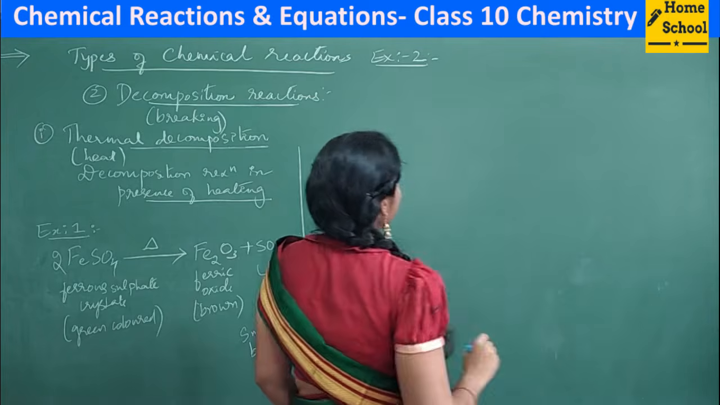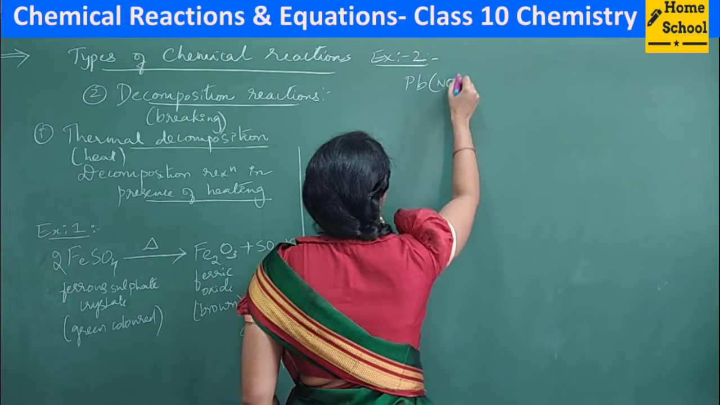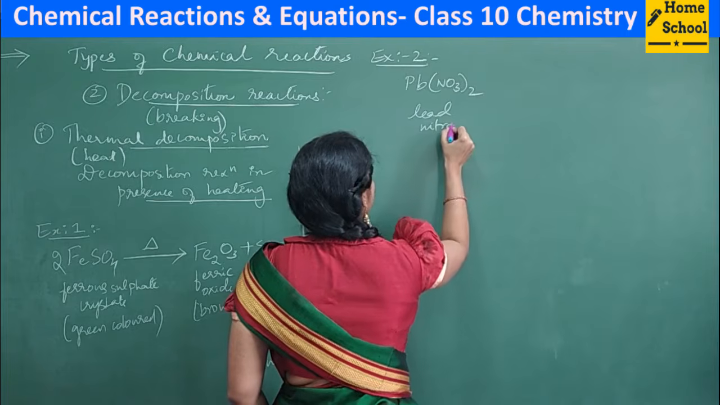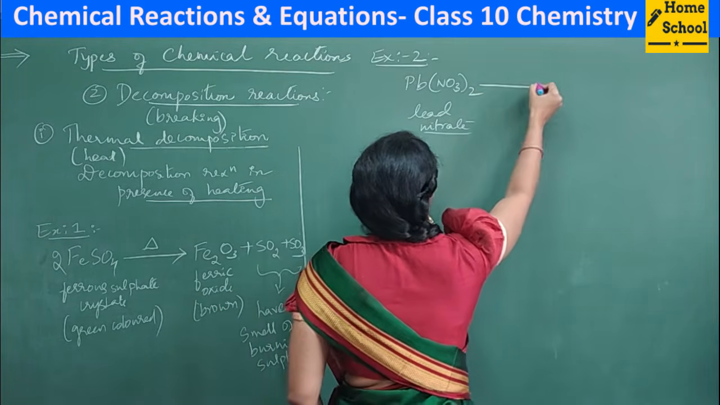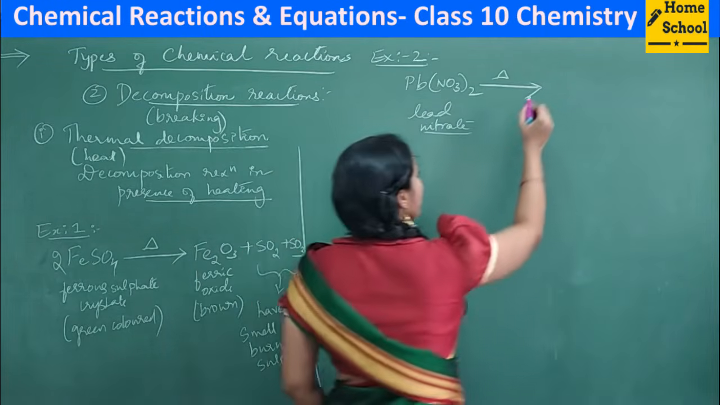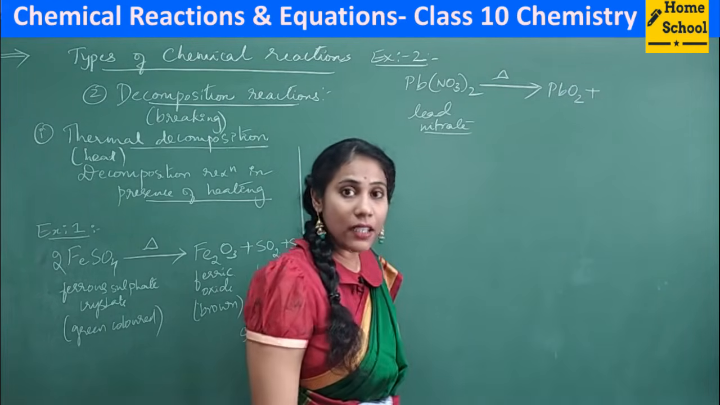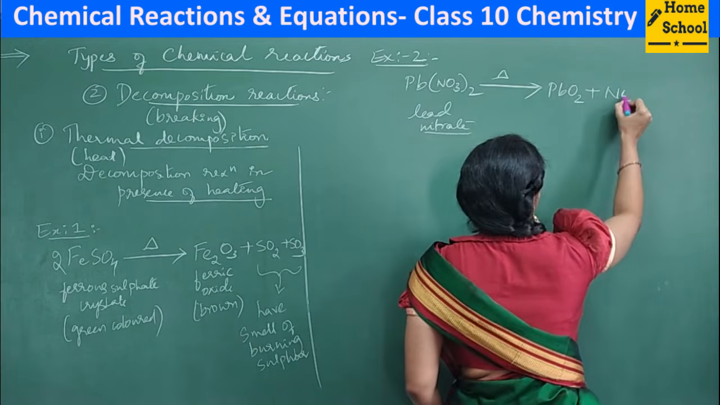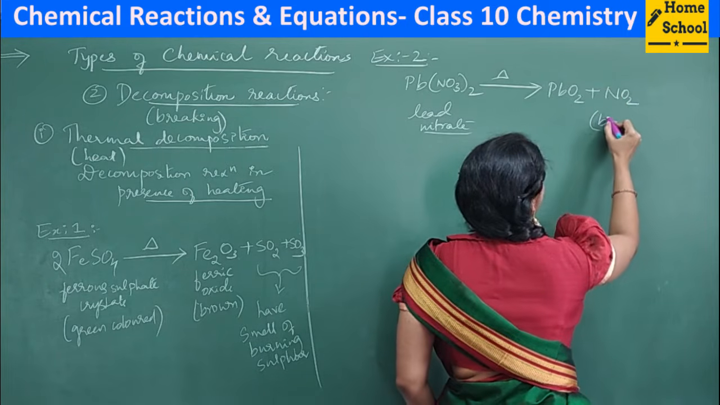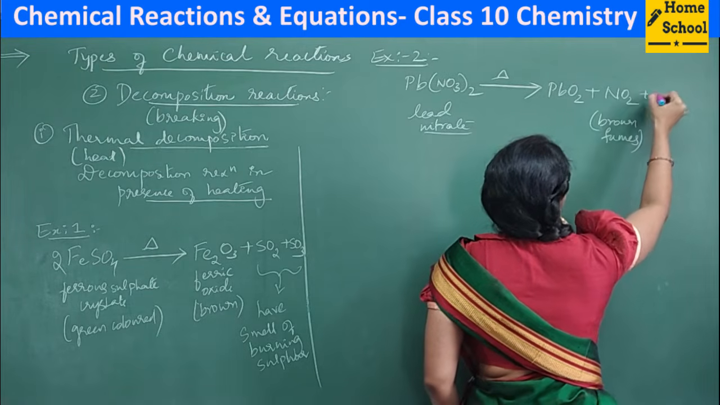So another interesting example is lead nitrate. The formula of lead nitrate you must be able to write, right? So this is the formula of lead nitrate. Clear? And this lead nitrate on heating will undergo decomposition to give lead oxide, and along with that one interesting product you will get, that is nitrogen dioxide. And nitrogen dioxide will come outside in the form of brown fumes, plus oxygen gas.